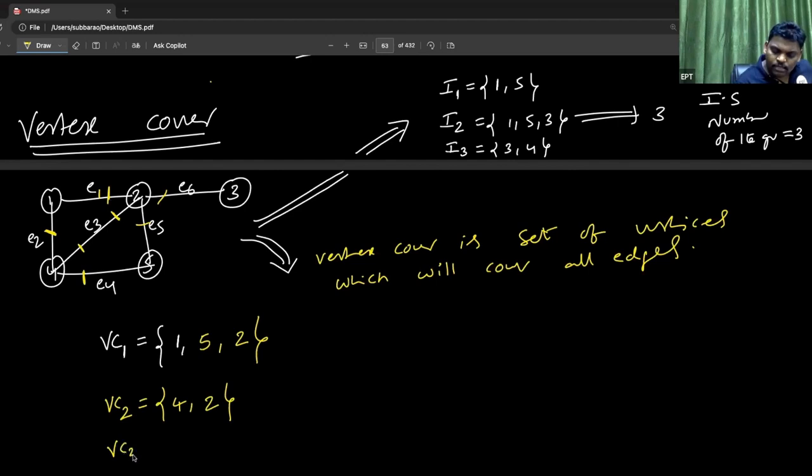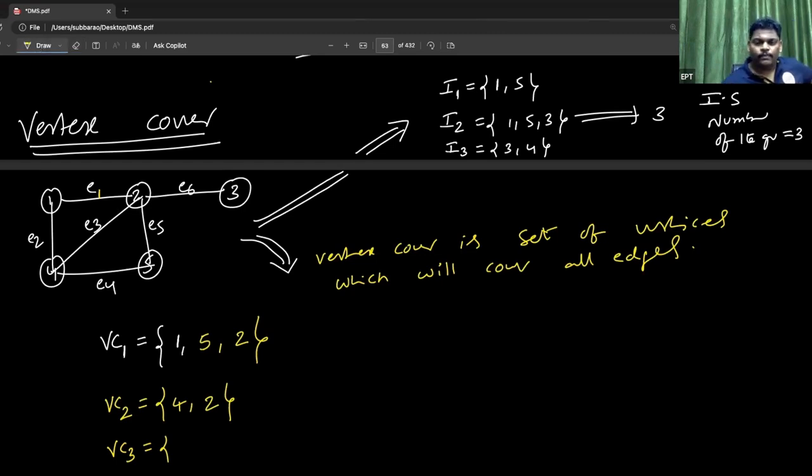Vertex cover 3. Can you guess one more? Can anyone guess one more? Vertex cover is nothing but a set of vertices. The answer is vertices. Vertex cover means the answer is a set of vertices covering all edges. Can you say one more answer? Anyone give the answer to me?